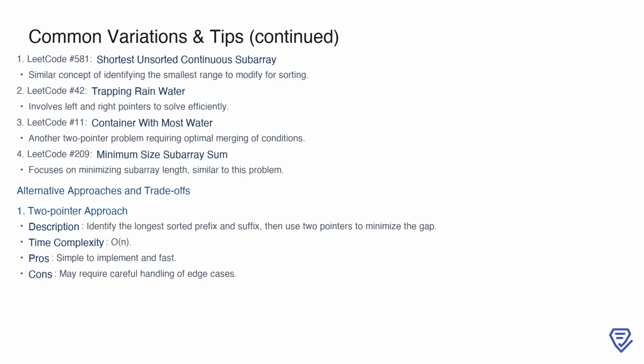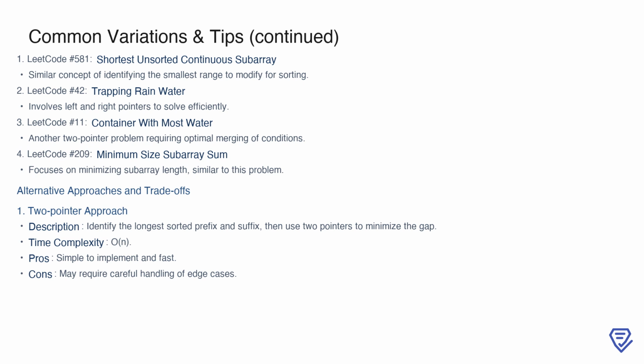This problem has some interesting connections to related LeetCode problems. For instance, LeetCode number 581, the shortest unsorted continuous subarray, also involves identifying the smallest range to modify for sorting. Similarly, LeetCode number 42, trapping rainwater, uses left and right pointers to solve efficiently, which aligns with the two-pointer technique here. LeetCode number 11, container with most water, is another example of a two-pointer problem where you need to optimize merging conditions. Lastly, LeetCode number 209, minimum size subarray sum, focuses on minimizing subarray length, which parallels the goal of this problem.